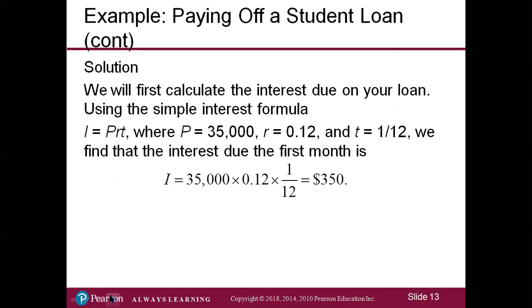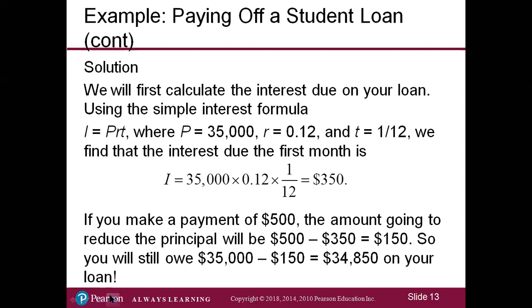Solution. We will first calculate the interest due on your loan. Using the simple interest formula I equals PRT, where P equals 35,000, R equals 0.12 for 12%, and T equals 1 over 12 for 1 month, we find that the interest due the first month is I equals 35,000 times 0.12 times 1 over 12, which equals $350.